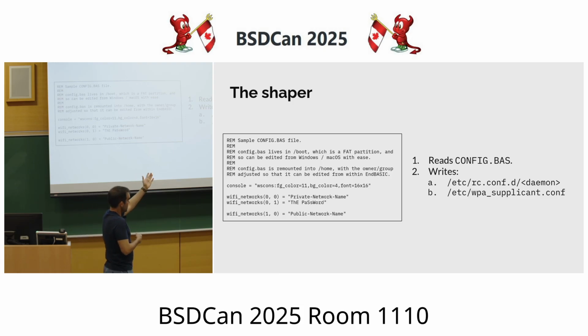So it does that. It reads the configuration file, and then it goes and modifies /etc/rc.conf.d for the launcher and for the monitor to set the parameters for those daemons. And it also writes the WPA supplicant configuration file, so the Wi-Fi can start.